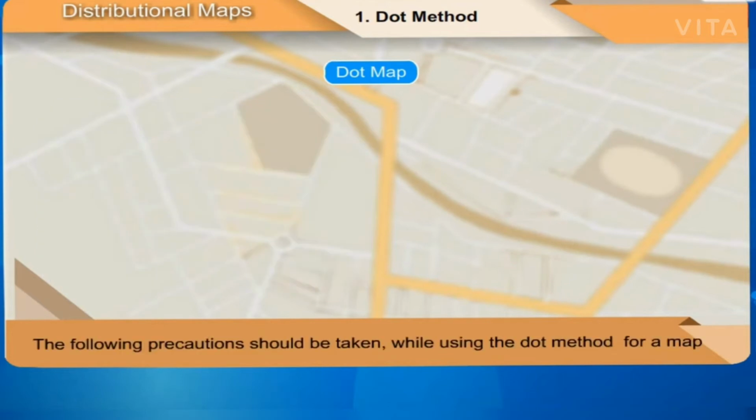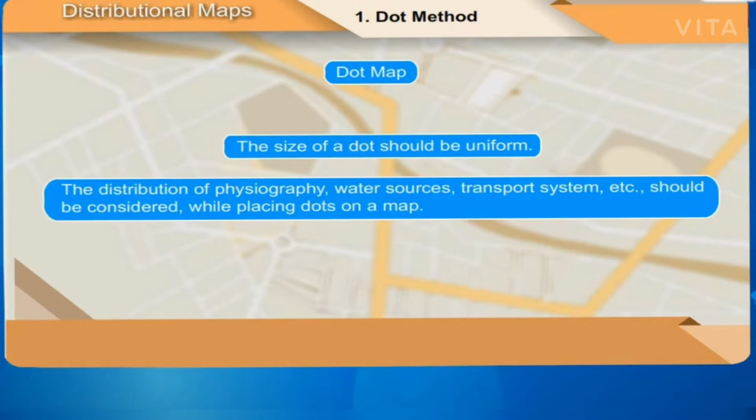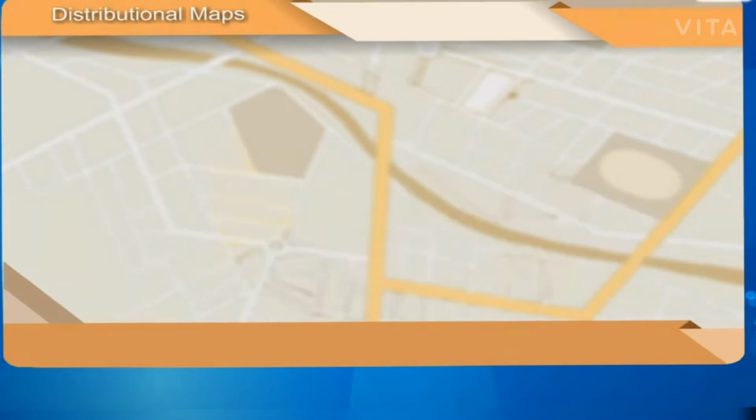The following precautions should be taken while using the dot method for a map. The size of a dot should be uniform. The distribution of physiography, water sources, transport system, etc. should be considered while placing dots on a map. While showing population distribution, rural population is shown by dots and urban population by circles.